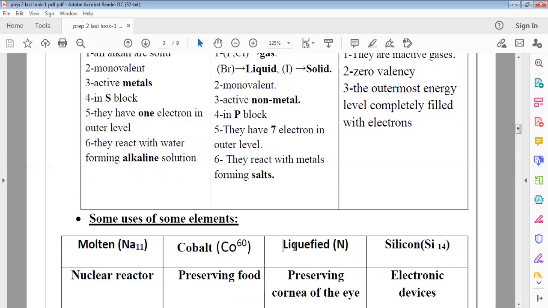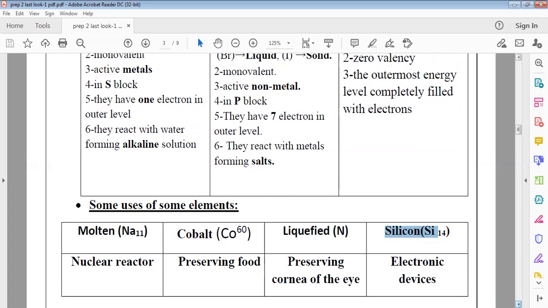What else? Liquefied nitrogen. It's used in what? In preserving cornea of the eye because it has low boiling point اللي هو negative 196 degree. طيب silicon 14, it's metalloid semi-metallic يعني have the property of metal and non-metal so it's used in the electronic devices. كده lesson 3 كمان done.